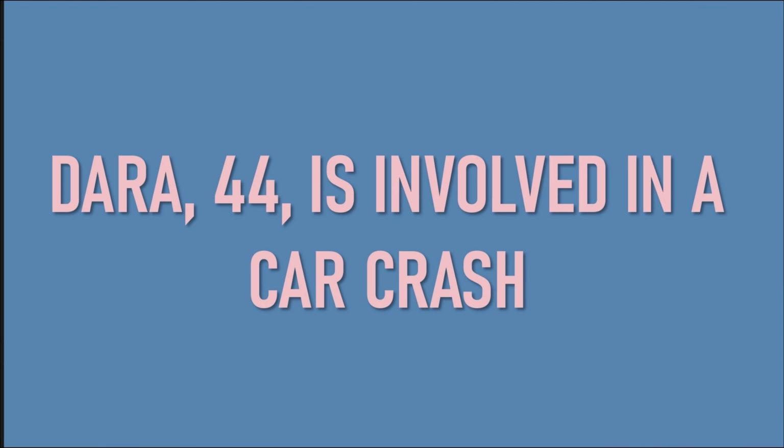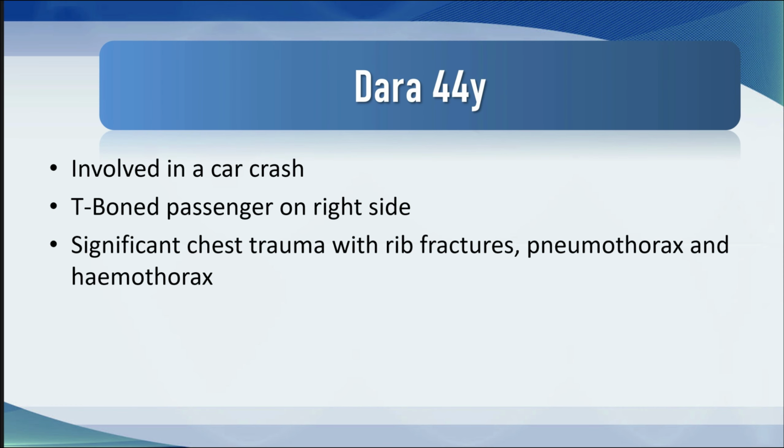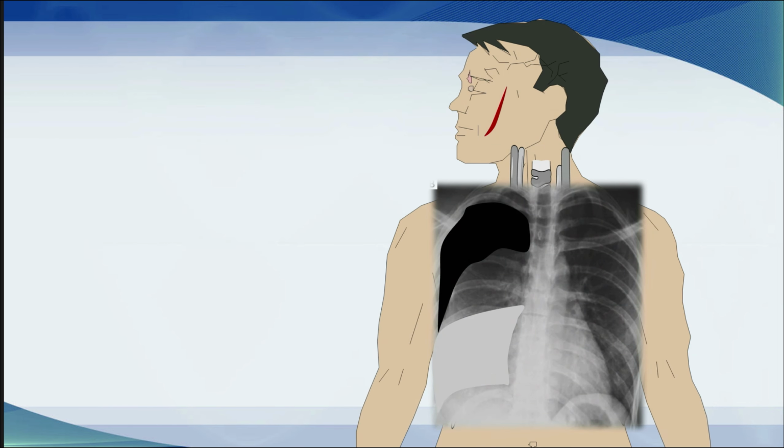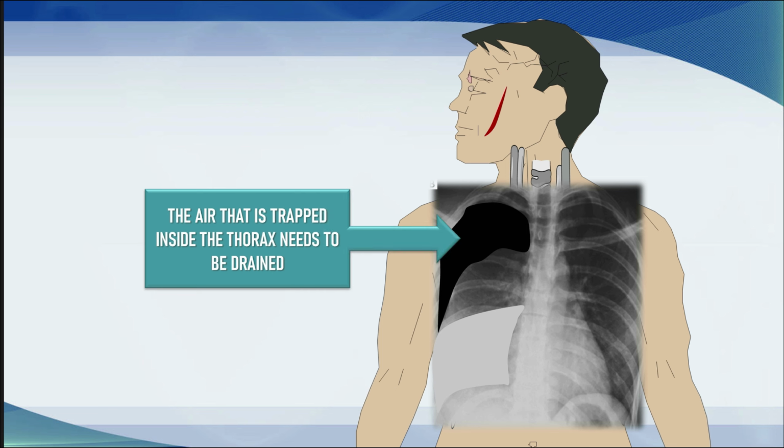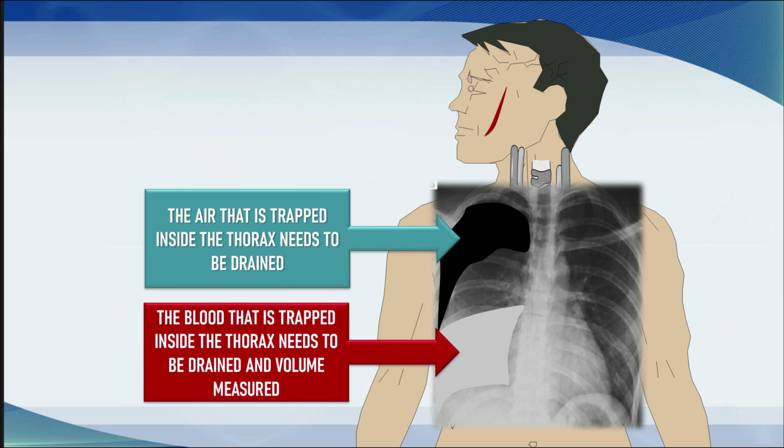Dara, 44, is involved in a car crash. He is T-boned on the right-hand side, and he has significant chest trauma with rib fractures and pneumothorax and hemothorax. The air that is trapped inside his thorax needs to be drained, and the blood that is trapped inside his thorax needs to be drained and the volume measured.